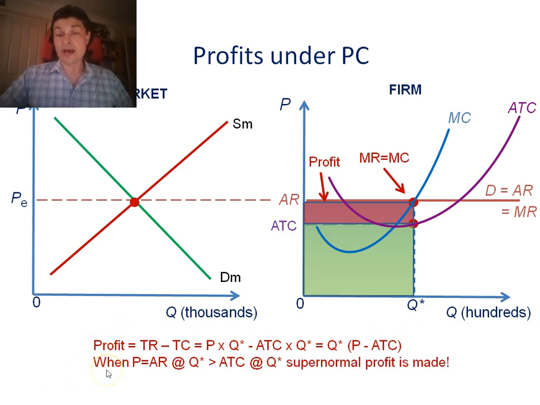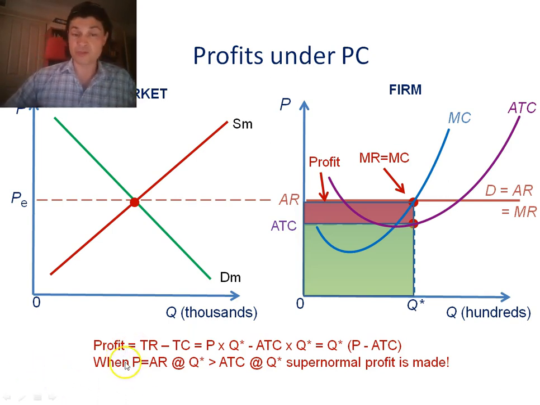And finally, we can summarize this by saying that when the price, which is also equal to our average revenue, so this is our market price, which is equal to our average revenue, at the Q star level, so that point here indicates our price and average revenue at the level of Q star, when it's higher than average total cost at the level of output Q star, the supernormal profit is made.